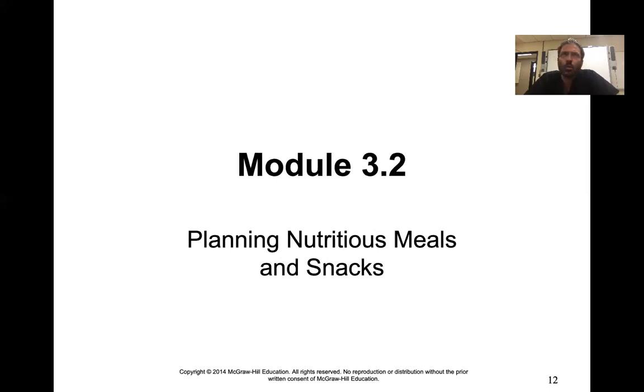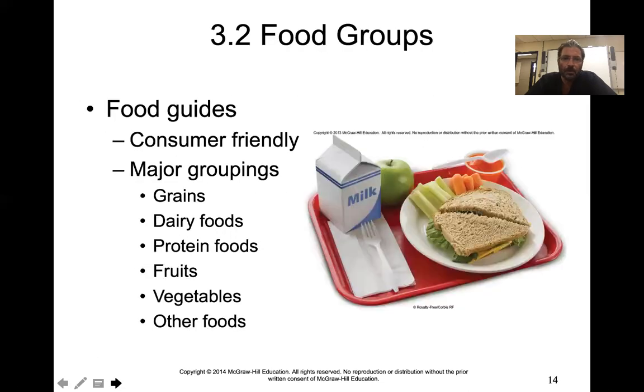Or, if you're from the Western New York area, Tim Hortons or Wegmans or any of these fast food places. Right. So food guidelines are consumer friendly, hopefully, and MyPlate's been redone at least three times since I started discussing nutrition. Your major groupings are grains, dairy foods, protein foods, fruits, vegetables, and other foods. Other foods can be, I would say, your empty calories or your alcohol. They're food, but they don't really offer any nutritional value other than caloric intake.